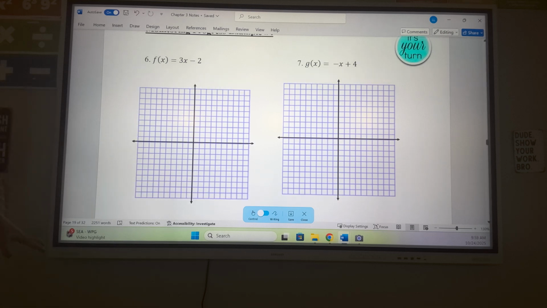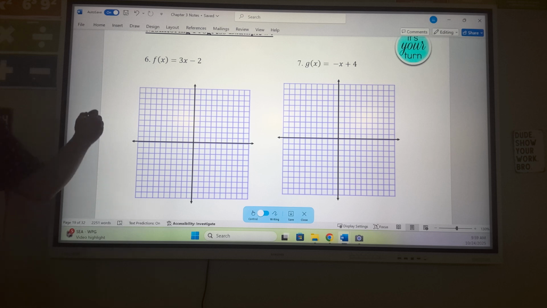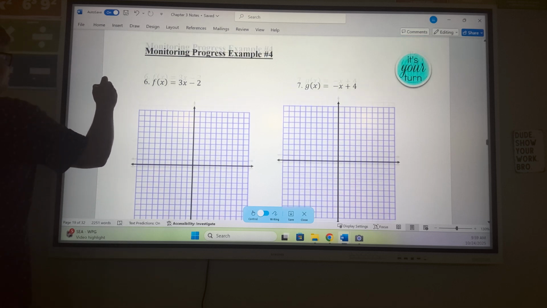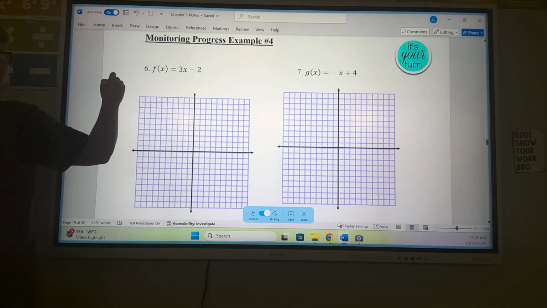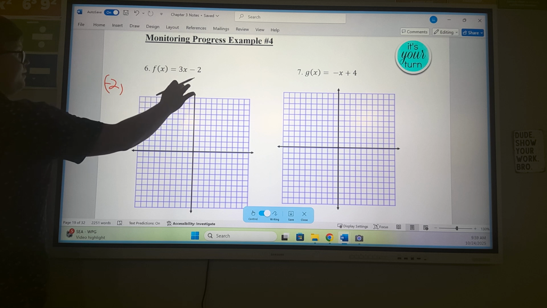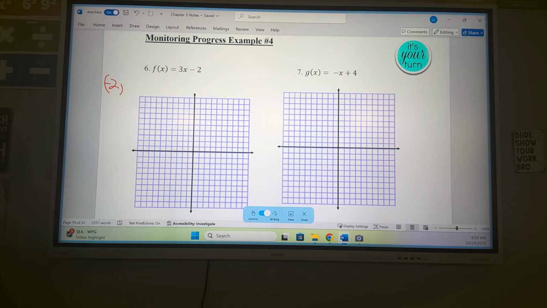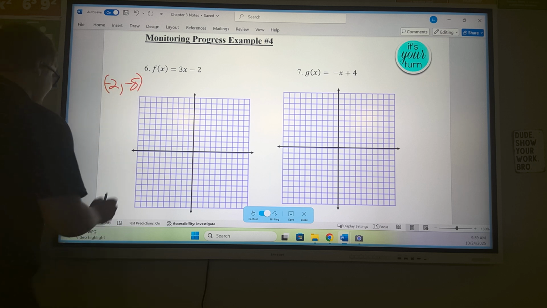The tables are not visible. I'm just going to tell you what coordinates you should have gotten. So, for number 6, the first coordinate you should have gotten was, if you plug the -2 in, -2 times 3 is -6. -6 minus 2 is -8. So your first point should have been -2, -8.